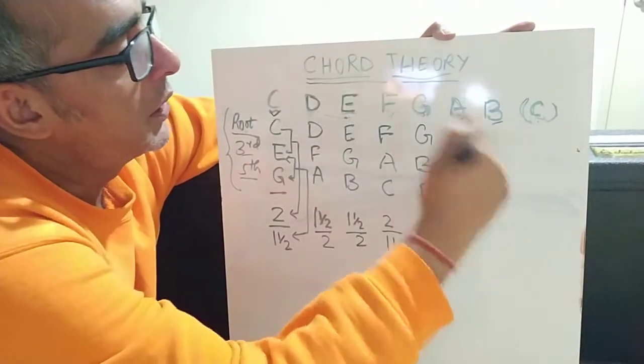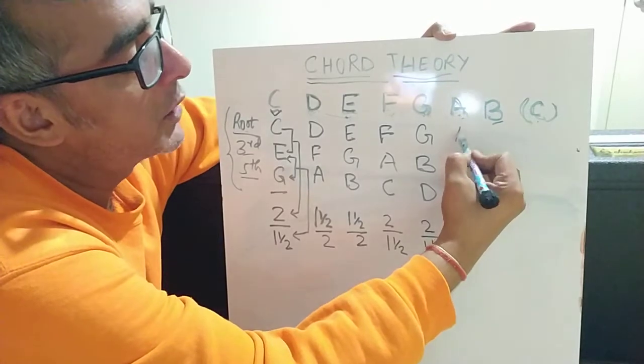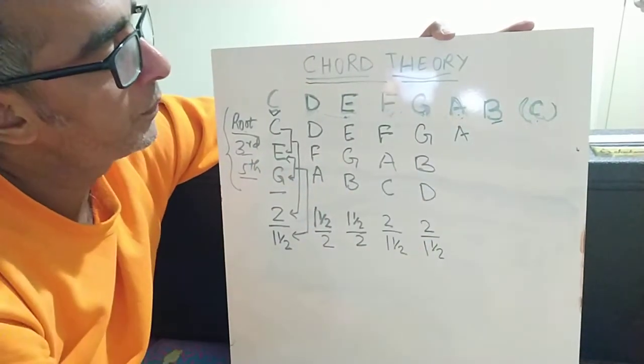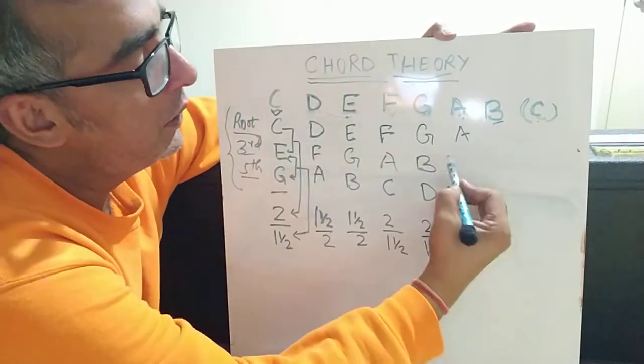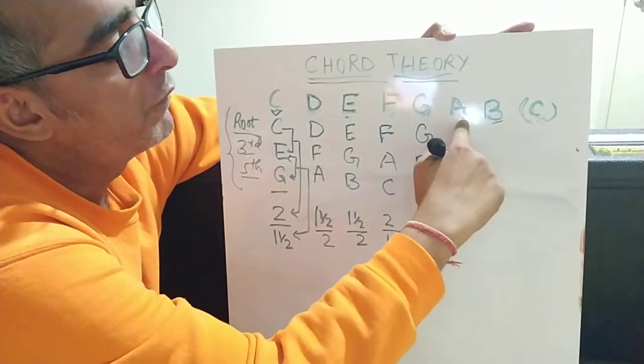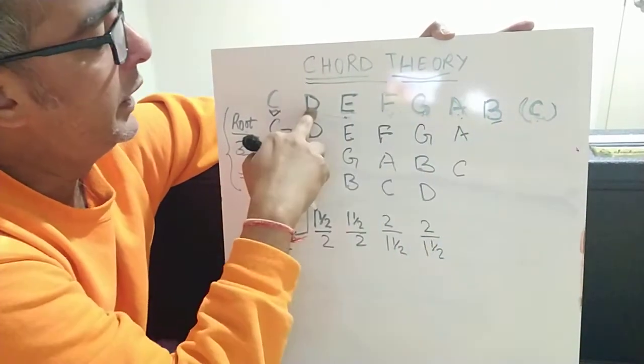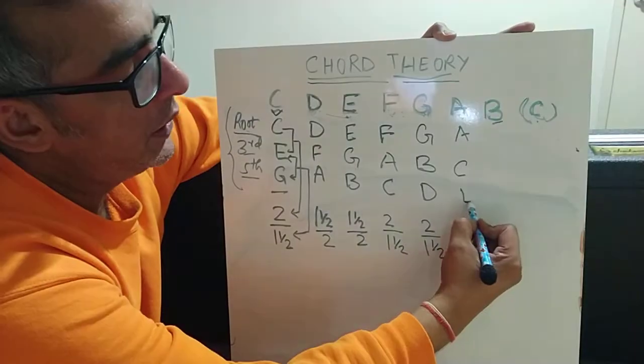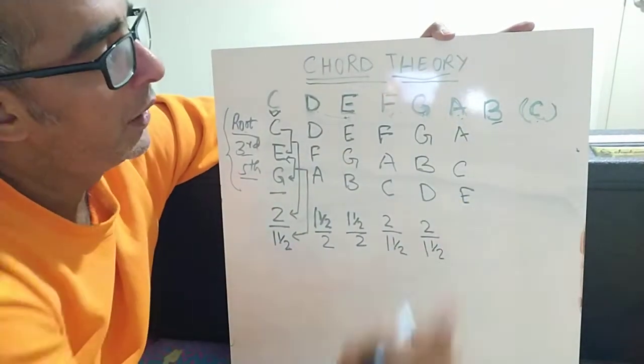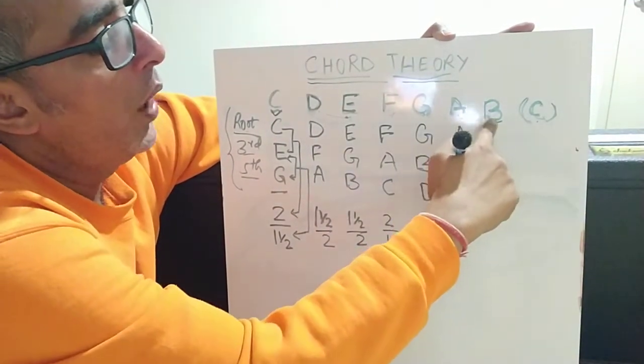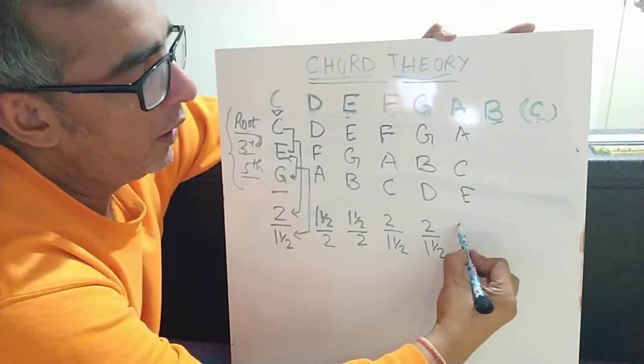A, B, C. Now the A chord. A is my root, the third will be C, and the fifth will be D, E. So A, C, E. Distance: 1, half, so 1.5.